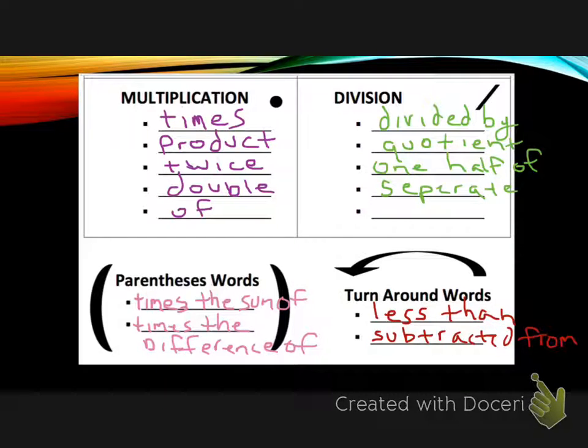These are going to be words like less than or subtracted from. Like if I say 2 subtracted from 3, you actually would write 3 minus 2, even though the 2 was listed first. That's why they call these turnaround words. 2 subtracted from 3 would be 3 minus 2.